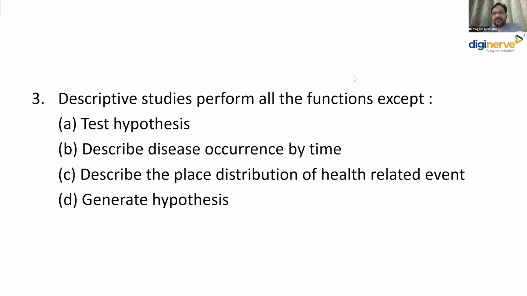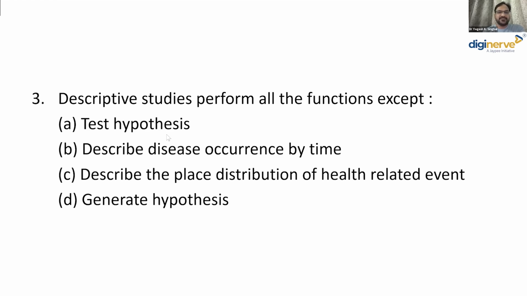Okay. So I told you three things. We have descriptive, we have analytical, both are part of observational, and we have experimental. In descriptive, we are formulating, or generating, the hypothesis. Now we will be analyzing, testing the hypothesis in the analytical part, and we are confirming the hypothesis in the experimental one.